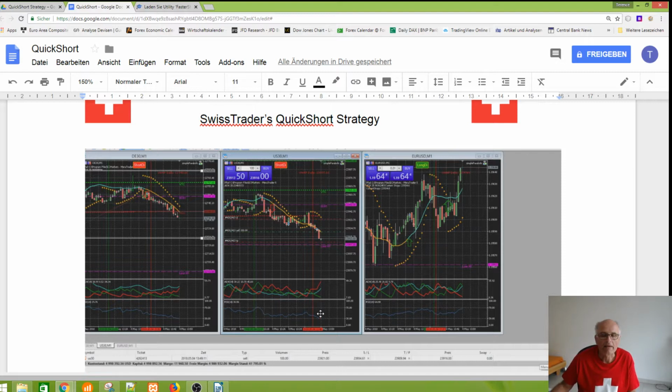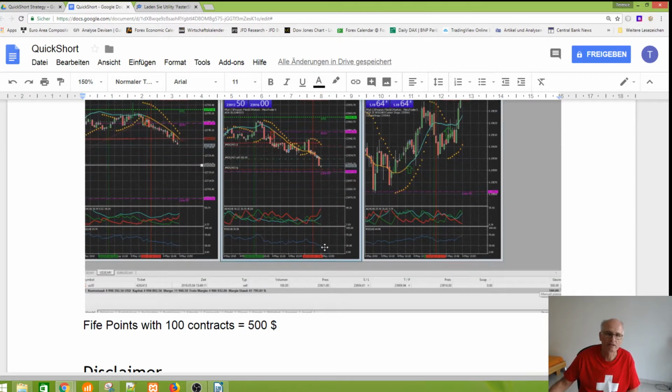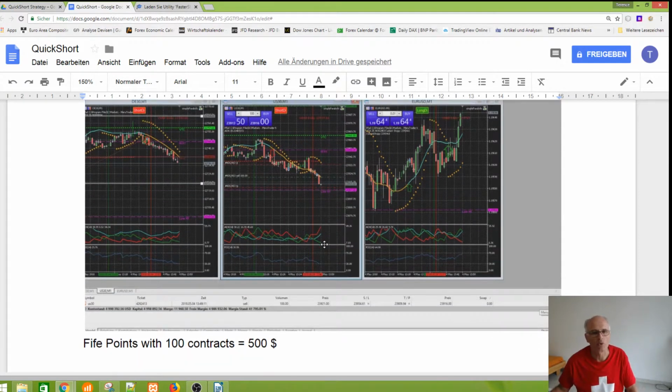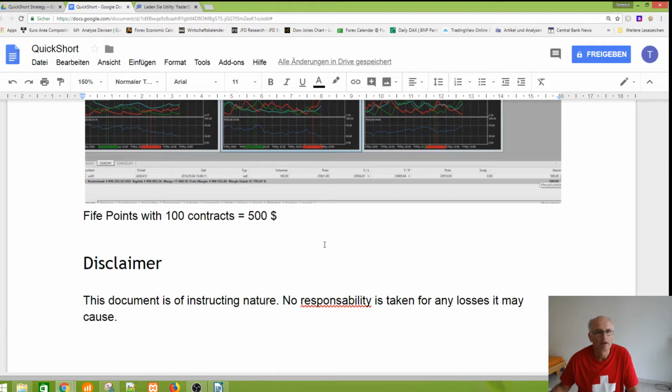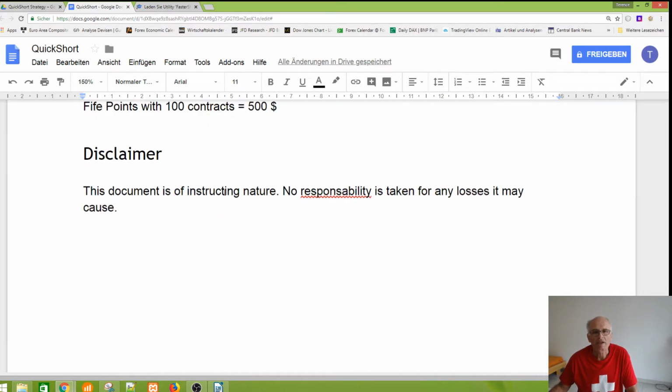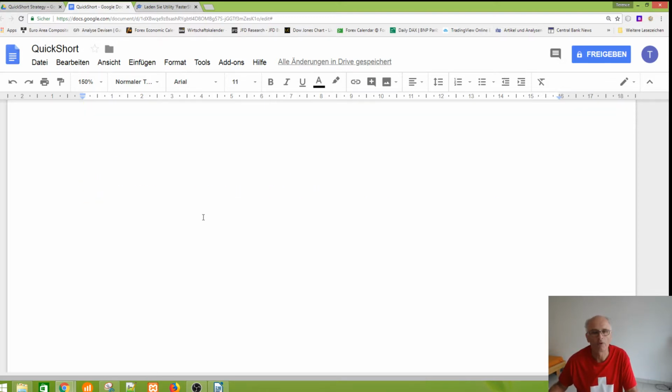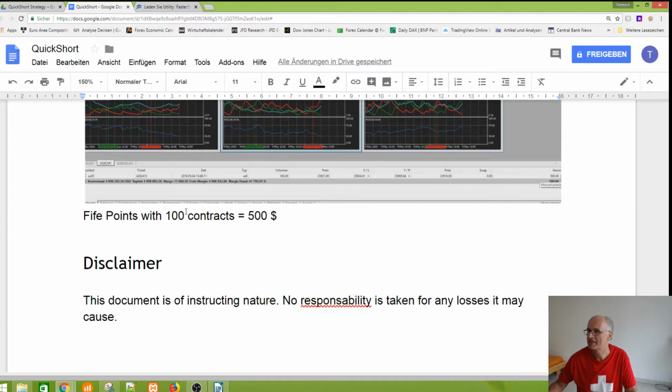I have here the RSI. The RSI I have on the MQL5. I have a talking RSI. It tells you when it is massively oversold. That's a good time to exit. And the disclaimer is we don't take any responsibility for success.